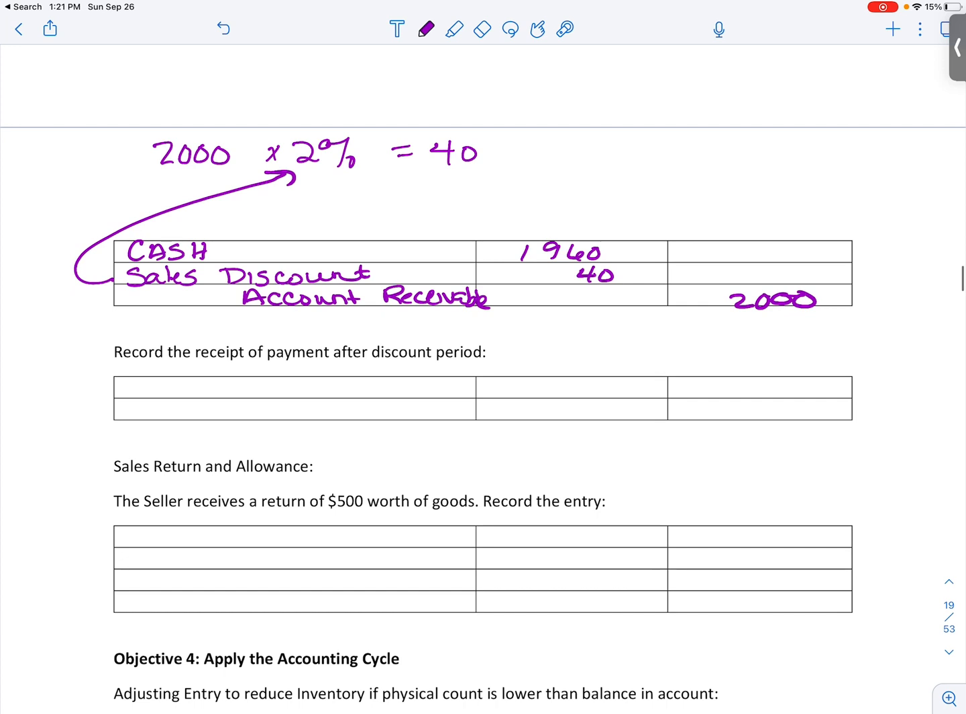Next, what does it look like if they made it after the discount period? Again, same thing, account receivable. The only difference is there's no discount.